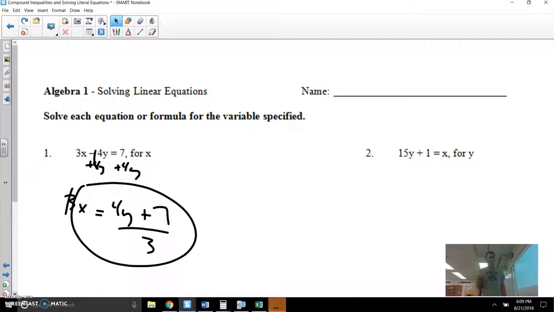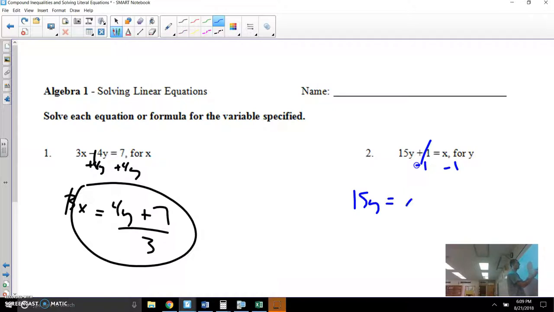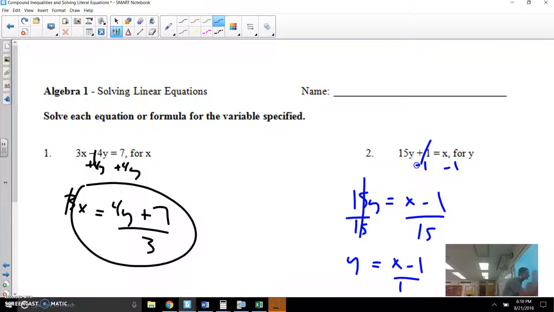I'll leave a few for you to try, and I hope you check out the video, which you did because you're watching it. So let's talk about solving for y. First, let's get that 1 over here. 15y equals x minus 1. Well, I'm trying to get y by itself. So divide 15 to the other side, and this is your answer.